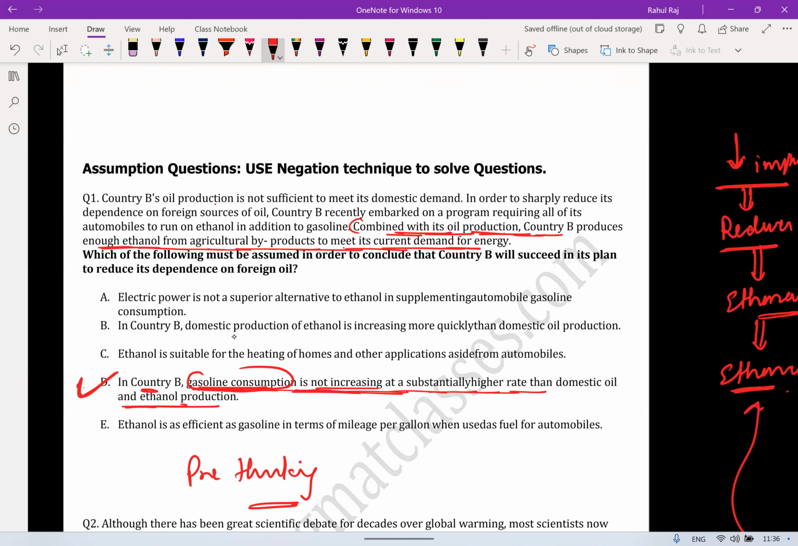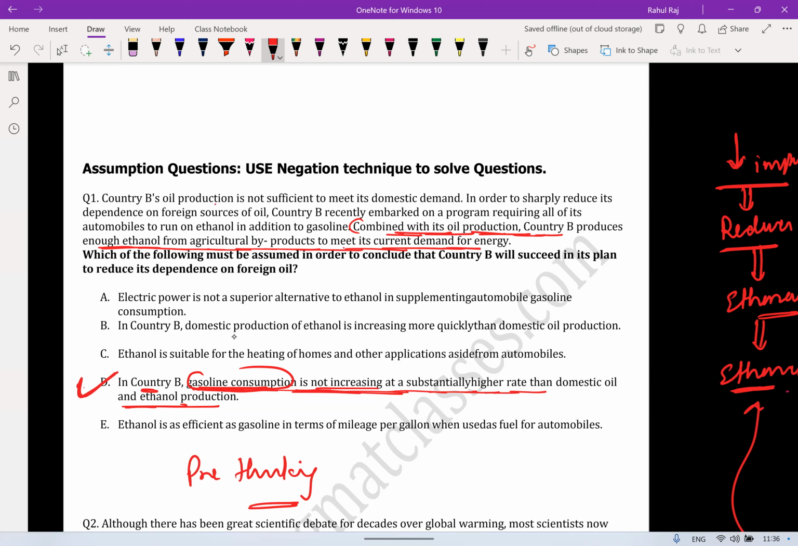Correct. So after seeing the choices, whichever assumption you think is closest to it. But these are the ways to ensure that you understand assumptions as a topic very well. So I'm not trying to teach you pre-thinking and all. I'm trying to say that pre-thinking is nothing but the answer choice. But on what basis am I saying this? Because the conclusion says what? Oil plus ethanol is sufficient to meet the current demand.